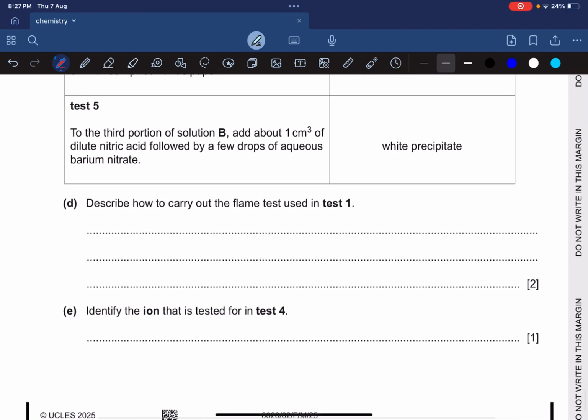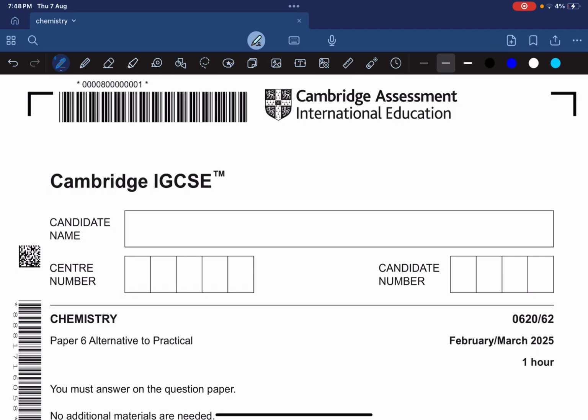Describe how to carry out a flame test. How do you carry out a flame test? Firstly, you have a wire that you dip into the solution.